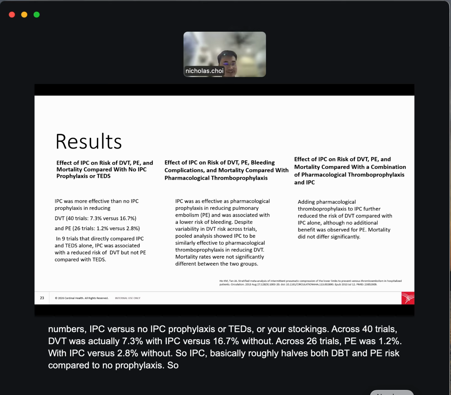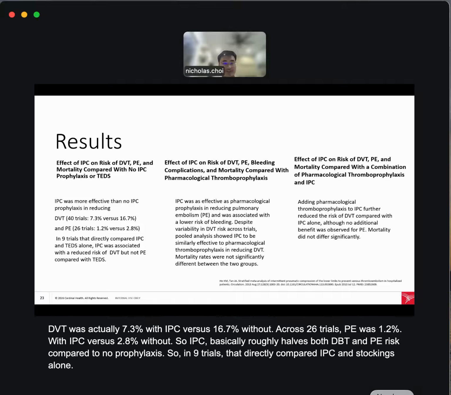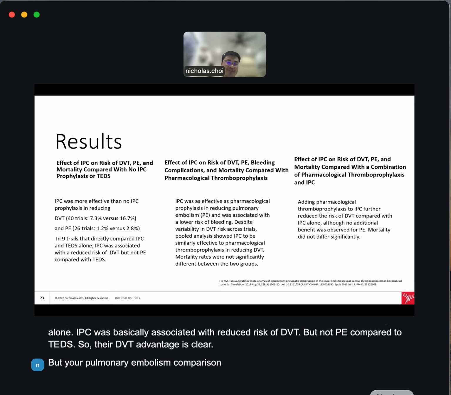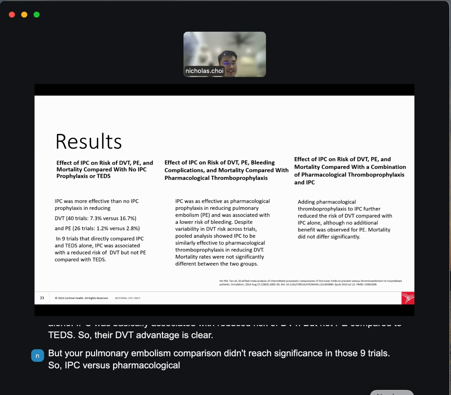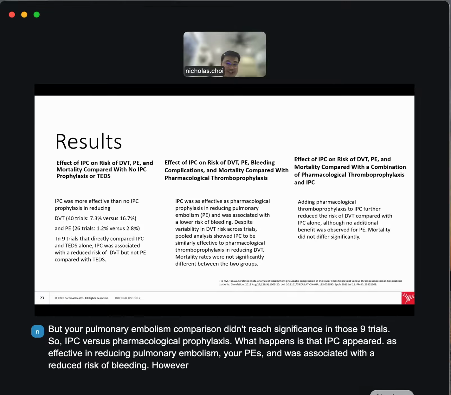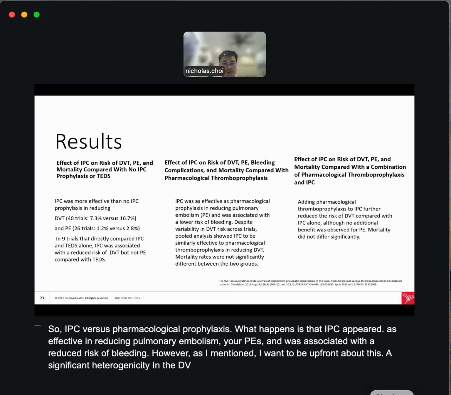So in 9 trials that directly compared IPC and stockings alone, IPC was associated with reduced risk of DVT, but not PE compared to TEDs. So the DVT advantage is clear, but your pulmonary embolism comparison didn't reach significance in those 9 trials. So IPC versus pharmacological prophylaxis: IPC appeared as effective in reducing pulmonary embolism, your PEs, and was associated with a reduced risk of bleeding. However, as I mentioned, I want to be upfront about this, a significant heterogeneity in the DVT comparison between the trials actually existed.